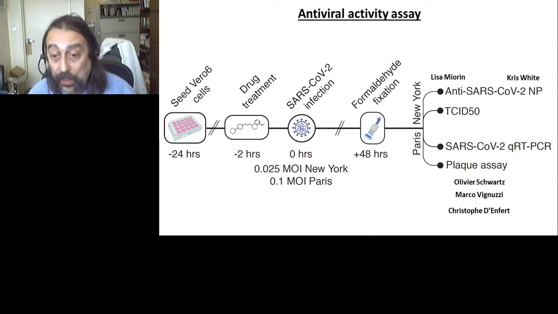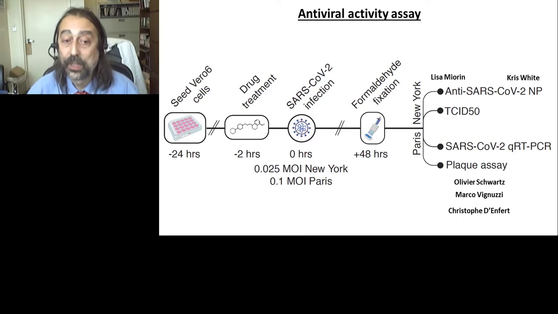In addition, we conduct one more assay, which is not shown here, which is a cytotoxicity assay of the compound in the absence of virus and in the presence of cells. This makes sure that if we get inhibition of viral replication, it is not because the compound is killing the cells and therefore the cells cannot support viral replication, but because the compound has direct antiviral activity.